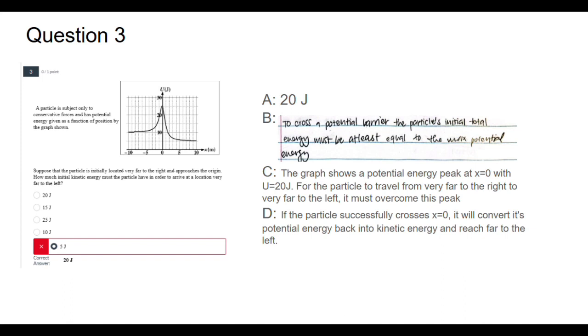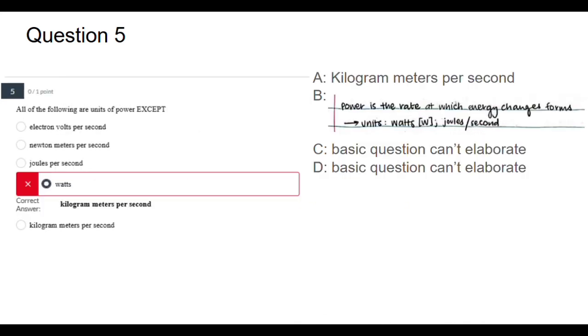This next question, the correct answer was actually 20 joules. The graph shows a potential energy peak at x equals 0 with U equaling 20 joules. For the particle to travel from very far to the right to very far left, it must overcome its peak. If the particle successfully crosses x equals 0, it will convert its potential energy and reach far to the left.